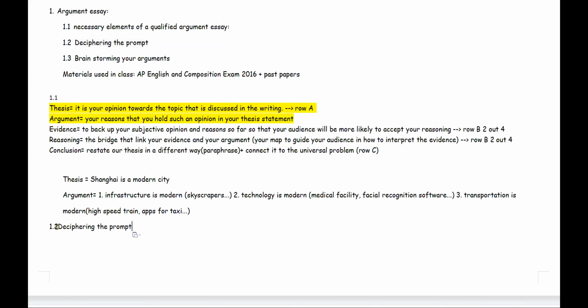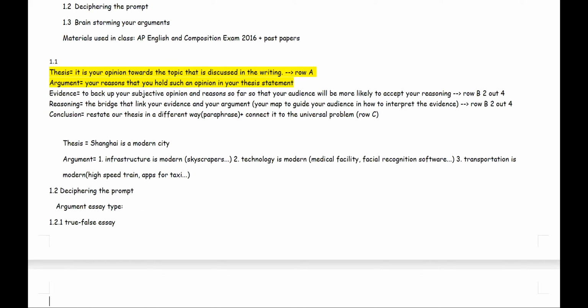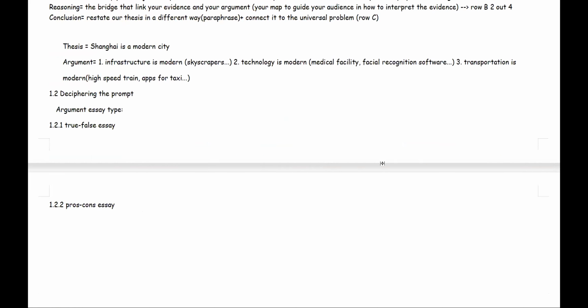When we decipher the prompt, we need to ask ourselves which type of argument essay it is, right? So argument essay type. There are only 2, all right? Type 1, 1.2.1, is what we call a true false essay. Next one, 1.2.2, is called a pros cons essay, right? So as long as it is an argument essay, there are only 2 possibilities. One is true false, the other one is pros cons.